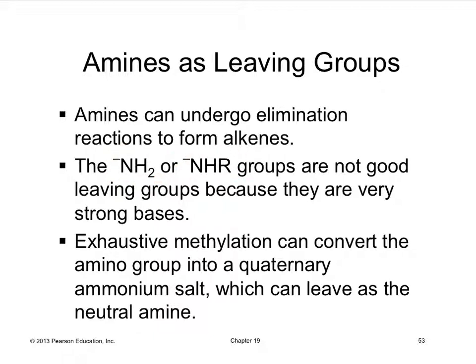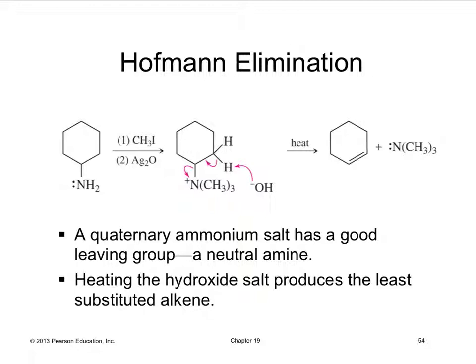Amines as leaving groups, so amines can undergo elimination reaction to form alkenes. NH2 or NHR groups are not good leaving groups because they're very strong bases. Exhaustive methylation can convert the amino group to a quaternary ammonium salt, which serves as a good leaving group because it can produce a neutral amine. So if we look at the Hofmann elimination, here's your amine. You can methylate it to generate the quaternary ammonium salt, and then in the presence of silver, it will deprotonate, leave in the presence of heat, form the double bond, and so it'll form the least substituted alkene.